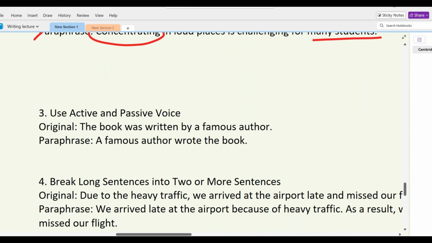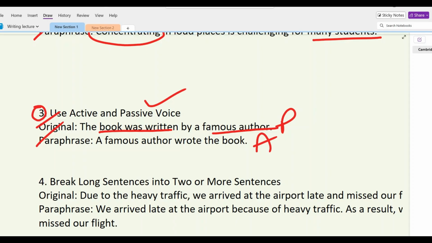Now let me move to number 3, which is very common and very simple to understand. Original: the book was written by a famous author. So it's the passive voice, right? And we can make it active. In the case of paraphrasing, we can say a famous author wrote the book. So the same meaning, but just the voice has been changed here. This one is the passive and here is the active. And it can be vice versa. For example, it can be active and you can make it passive as well.